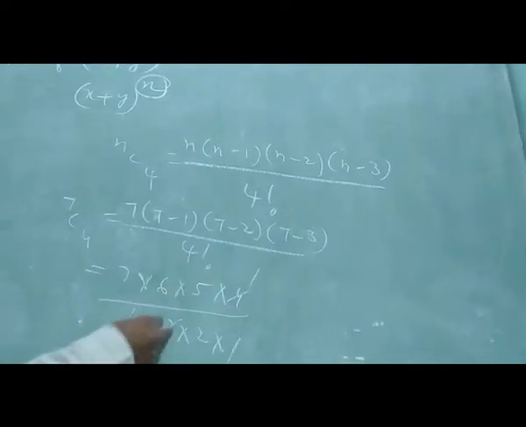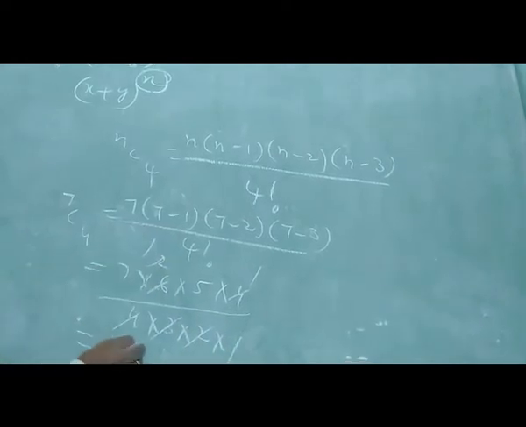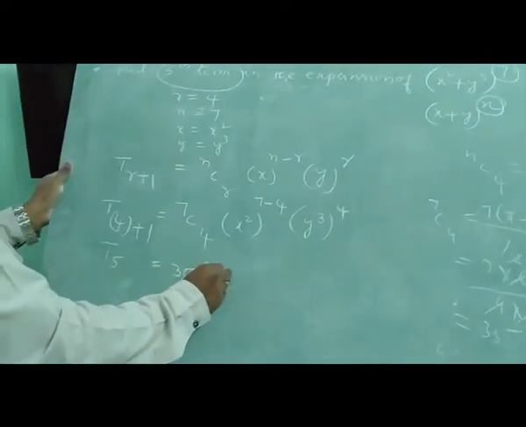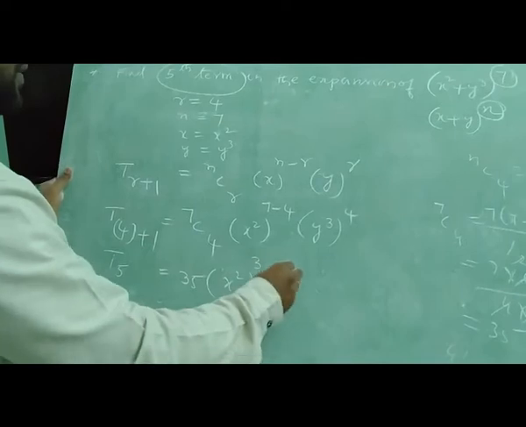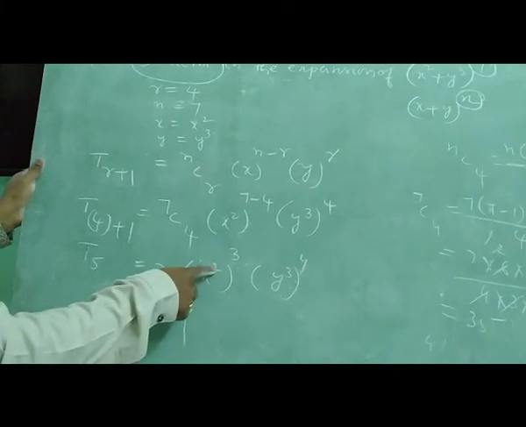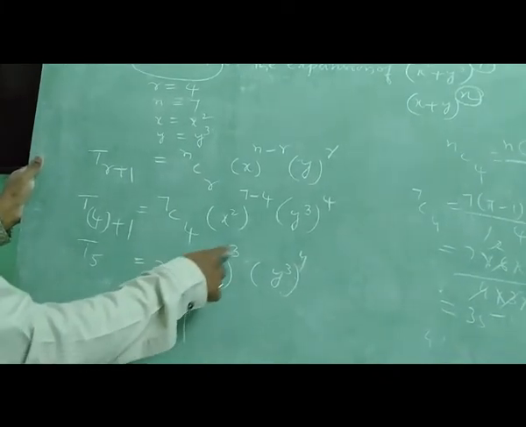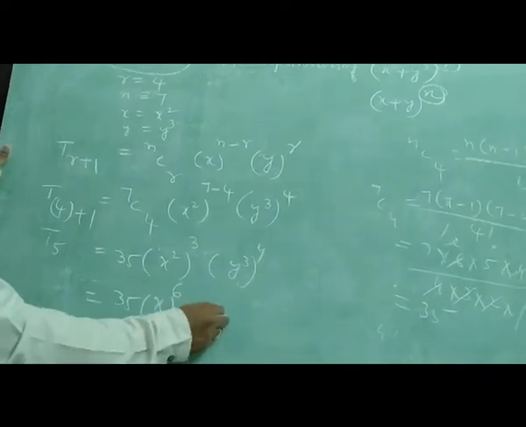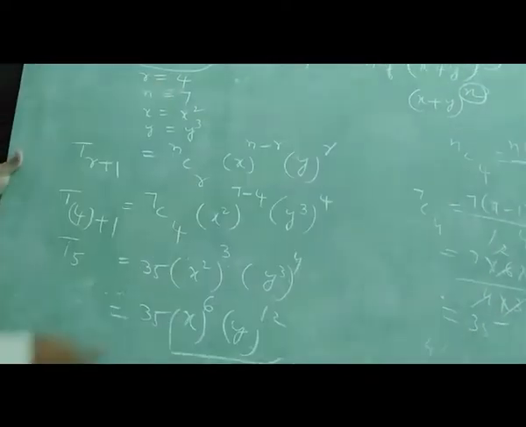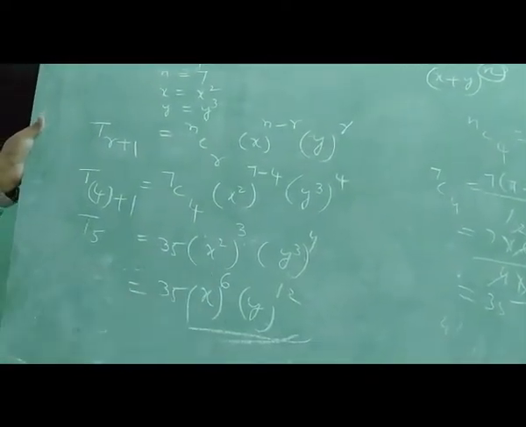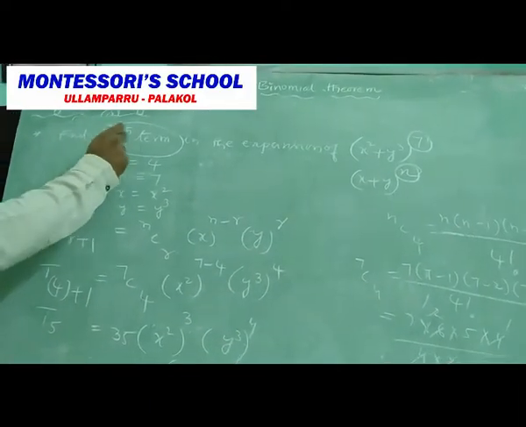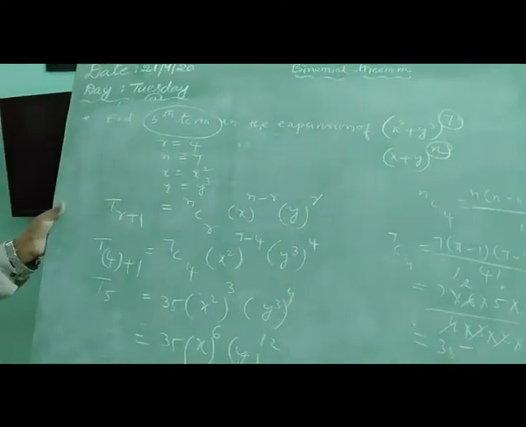1 time, 2 times, 35. So the value of 7C4 equals 35, into x square to the power of 7 minus 4, 3, into y cube whole to the power of 4. So that is 35 into (a to the power of m) whole to the power of n, which is a to the power of mn, m into n. 2 3s are 6, x to the power of 6, into y to the power of 3 4s are 12. So in this binomial expansion, the fifth term is 35 into x to the power of 6, y to the power of 12. So you can find individual terms like this by using the general term, or r plus 1th term.